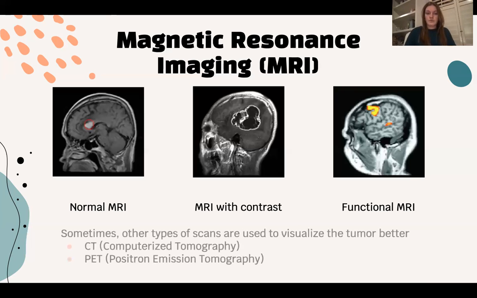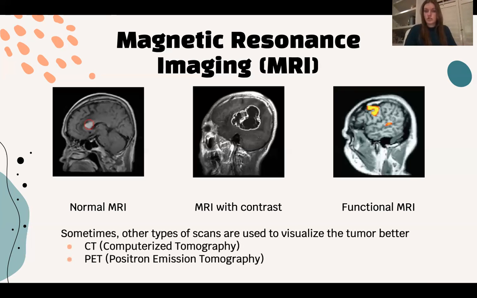A lot of times other types of scans are used, such as CT, which is computed tomography, and PET, or positron emission tomography. The doctor will determine which type of scan is best to use. It depends on the tumor and on the patient themselves.